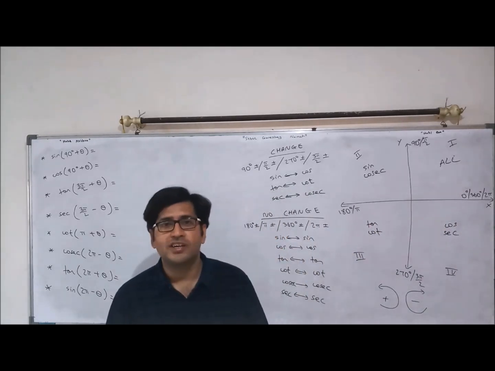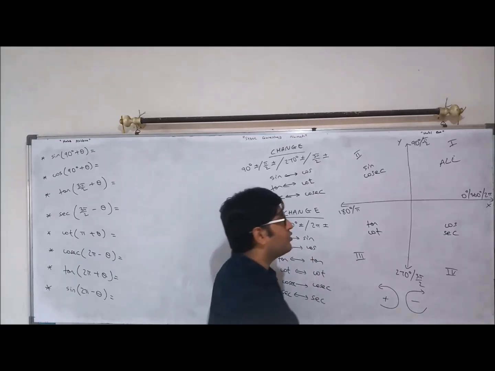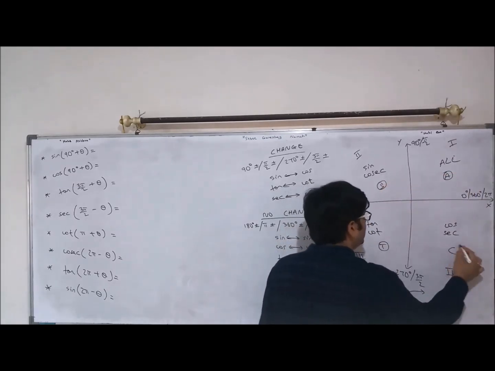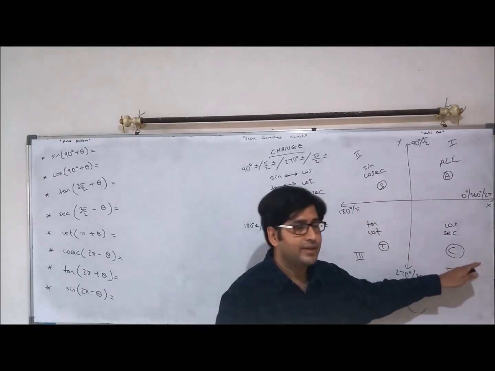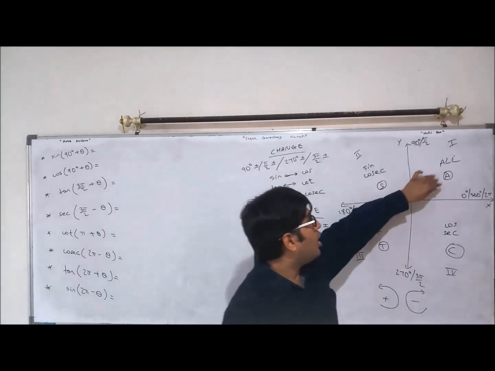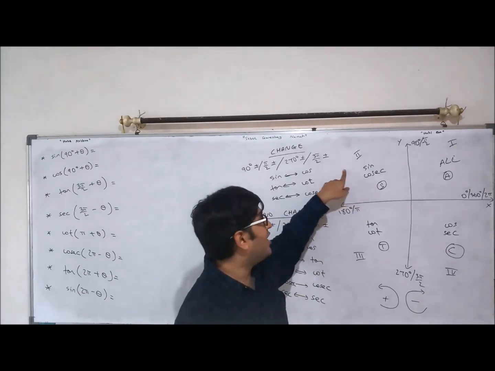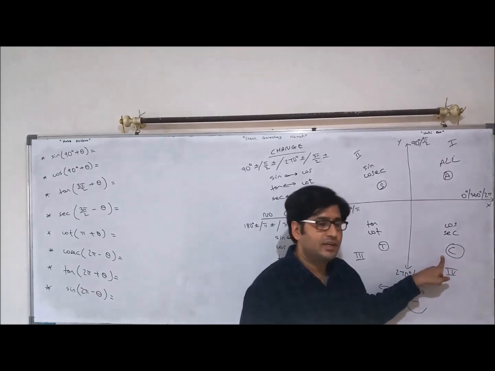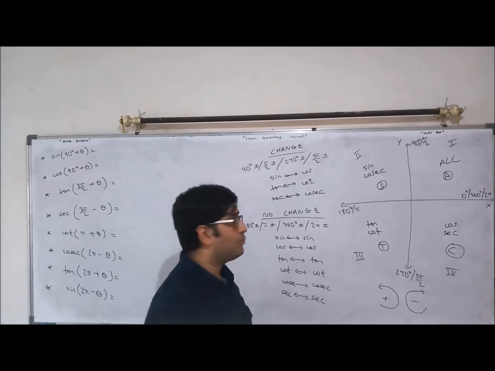Now students, you will ask me, sir, how will we remember which function is positive in which quadrant? So I am just giving you a shortcut to remember. You can remember this as A S T C. Let me tell you its full form: Add sugar to coffee. Add sugar to coffee. Add means all. A for add, A for all. S for sugar, S for sine. T for tan and T for tea. C for coffee and C for cos. Okay students, so this is the way you can remember which function is positive in which quadrant.